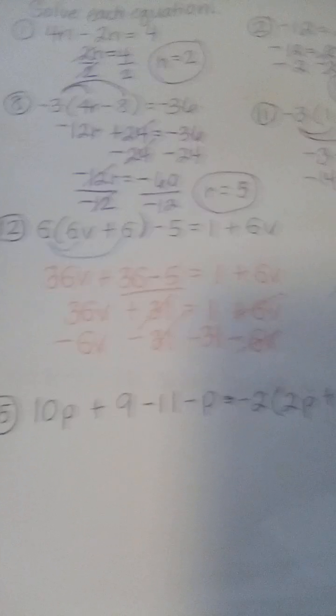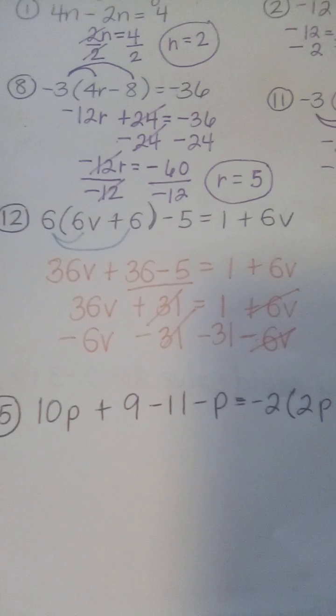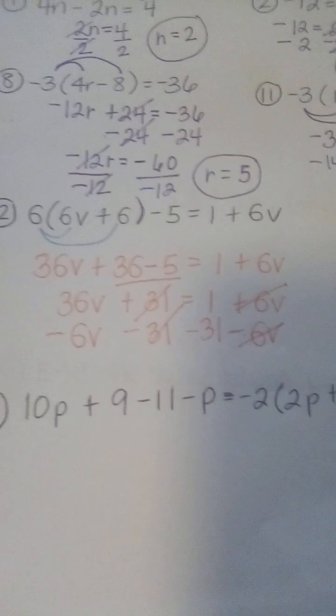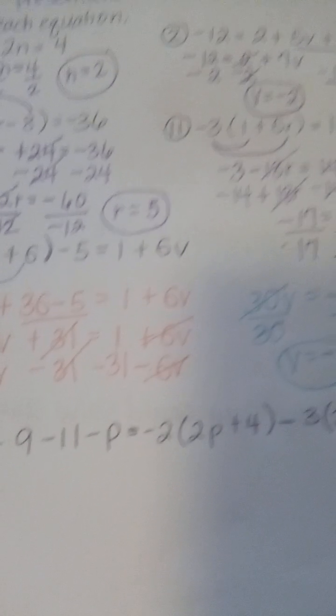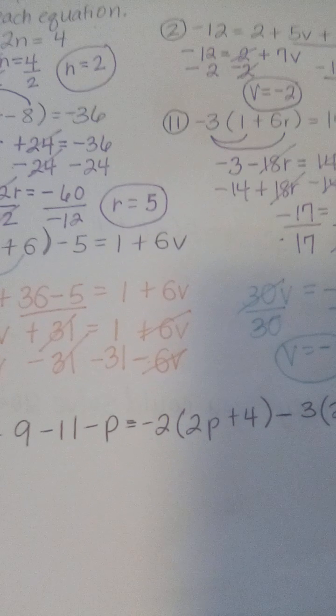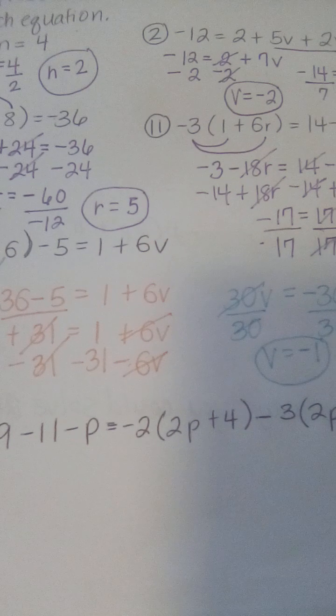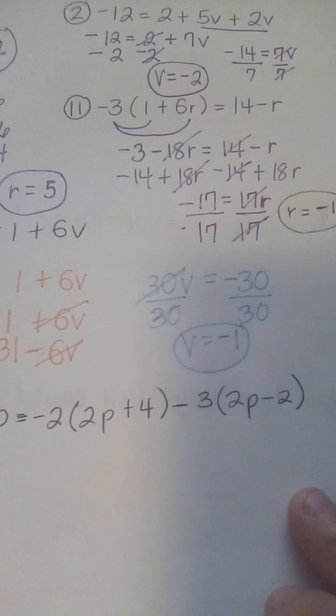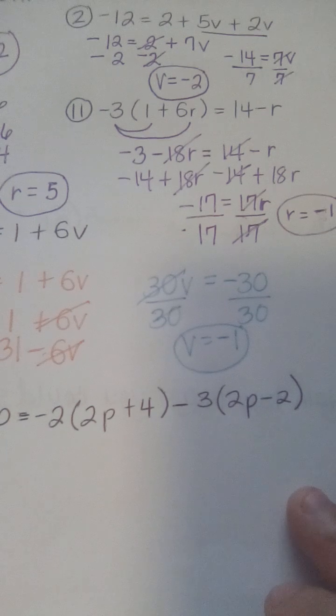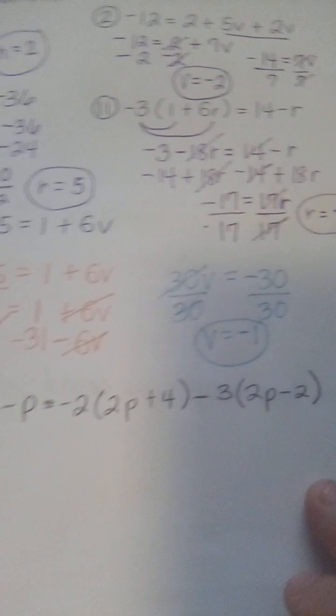We have number 15. 10p plus 9 minus 11 equals p. We have a negative 2 on the other side, in parentheses, 2p plus 4 minus 3. Same thing with parentheses, 2p minus 2. All right, let's do this.